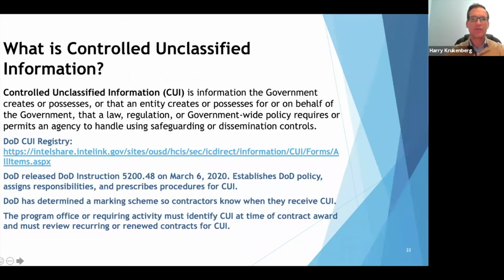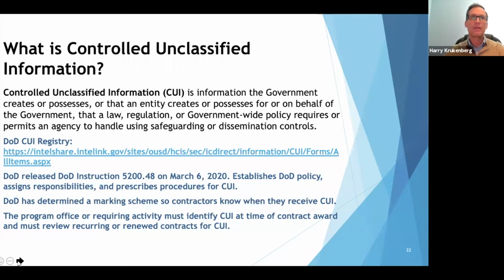So controlled unclassified information is defined as information the government creates or possesses, or that an entity creates or possesses for or on behalf of the government, that a law, regulation, or government-wide policy requires or permits an agency to handle using safeguarding or dissemination controls. And so essentially, it is recognized data that is part of a contract that the government creates or possesses, or an entity that's serving the government creates or possesses.